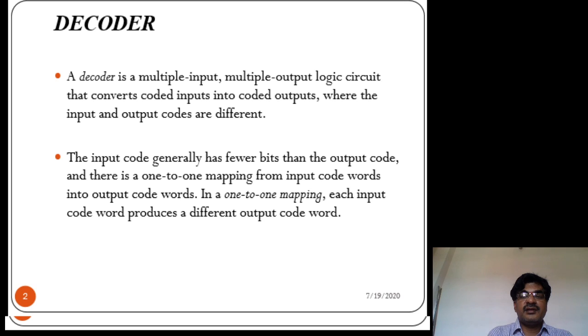So what is a decoder? You can define the decoder as a multi-input and multi-output logic circuit, and it is used to convert a coded input into a coded output. You can express the size of the decoder as n by 2 power n, where n represents the number of input bits at the input code word, and 2 power n represents the number of output bits at the output code word. In the decoder you get one-to-one mapping: for every input combination, only one output becomes active, whereas others are in inactive mode. So that is about the decoder.